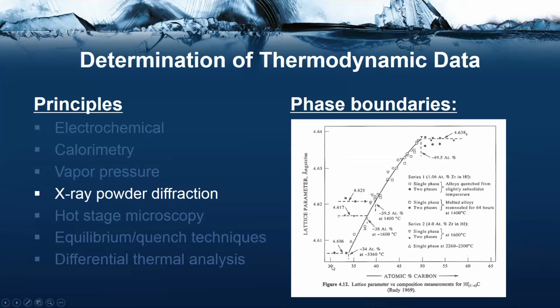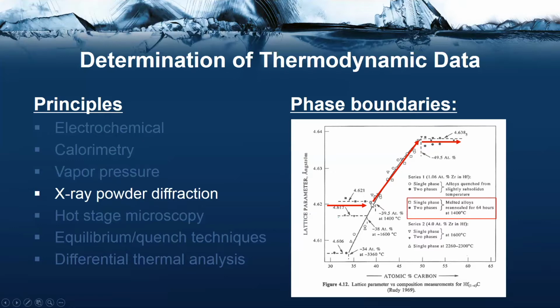The atomic range here of carbon is across a boundary between a two-phase and a single-phase region. The lattice parameter varies in the single-phase region, but is constant in the two-phase region. So if we consider the measurements denoted by these squares, which represent the data at 1400 degrees Celsius, if you increase the atomic percent of carbon, you are first in a region where you have a constant lattice parameter, which is given by these black squares.